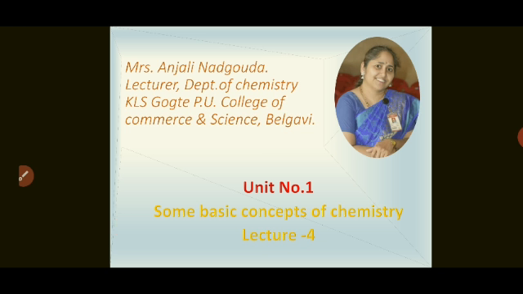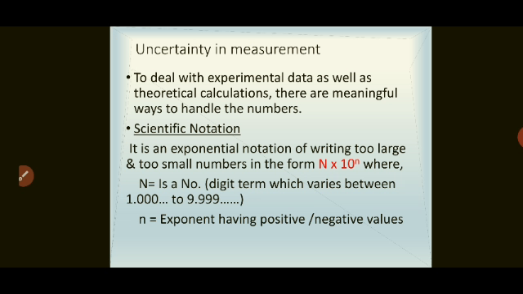We are dealing with unit number 1, some basic concepts of chemistry, and this is video number 4. Today we are dealing with uncertainty in measurement. In the last class we completed the seven fundamental basic quantities and their SI units. Even we have seen some derived units and derived quantities.